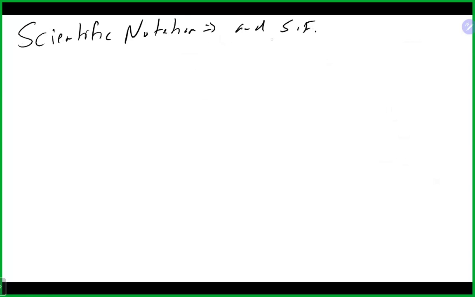Now, let's see here. So we got sig figs. The other thing we talked about was scientific notation and its relationship to significant figures. Remember that when you write a number in scientific notation, all the numbers that come before the times 10 part are always significant.